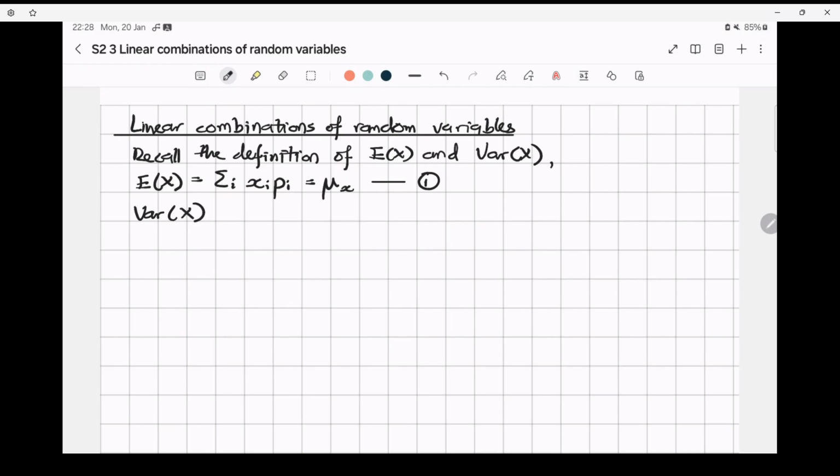Now the variance will be the sum over i of x_i squared p_i, minus mu_X squared. These are the definitions for E(X) and Var(X) for discrete random variables, that is, for a discrete probability distribution.